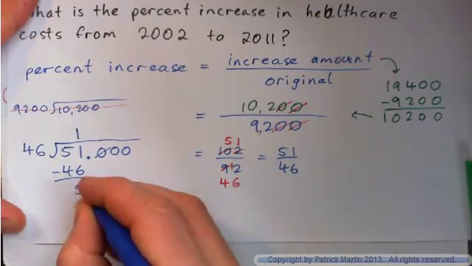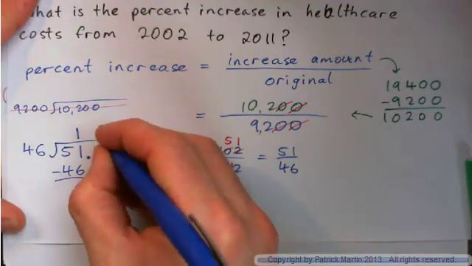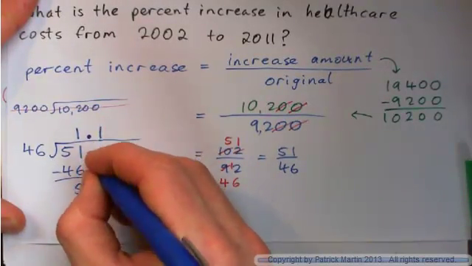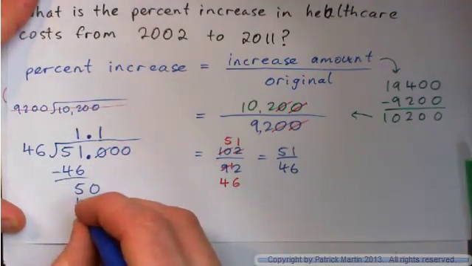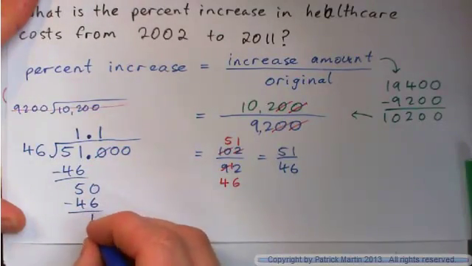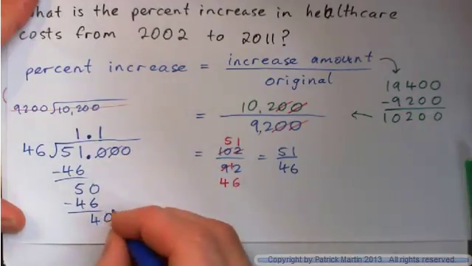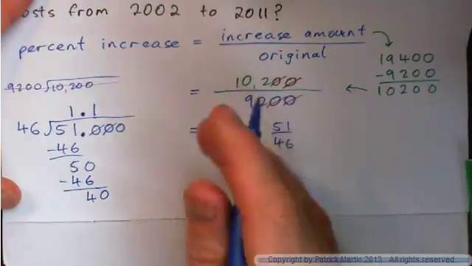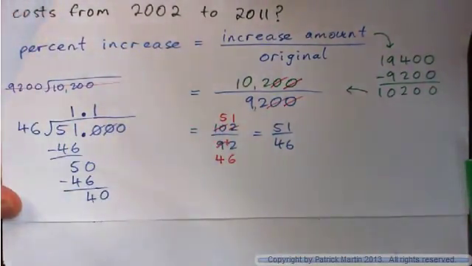Bring down a 0. 46 into 50 goes 1 time. And the decimal point goes here, doesn't it? 1 times 46 is 46. Subtract. I get 4. Bring a 0 down. Okay, interesting. 46 into 40.